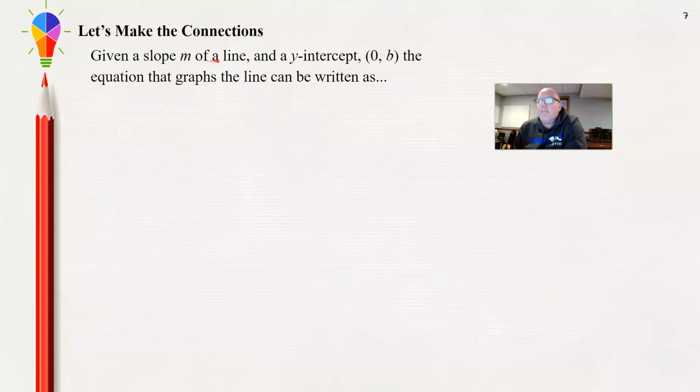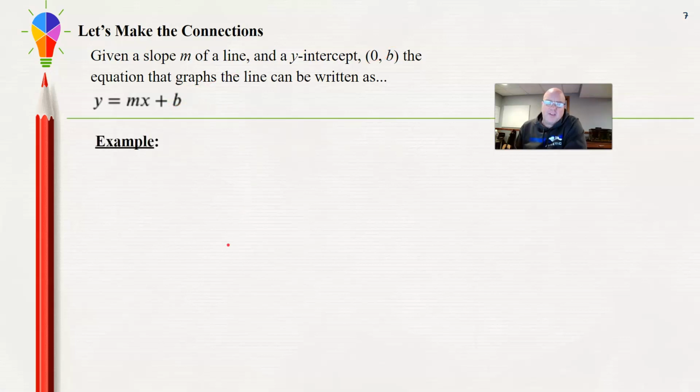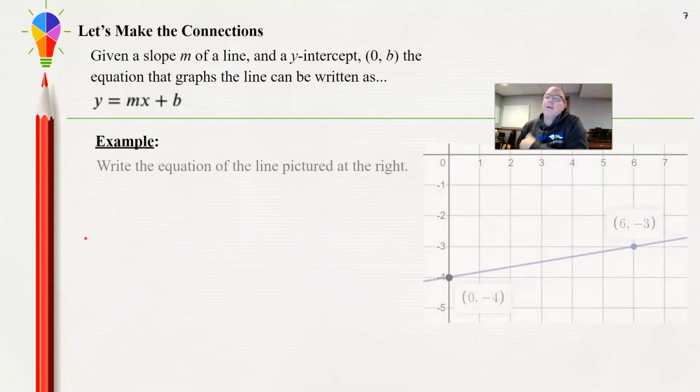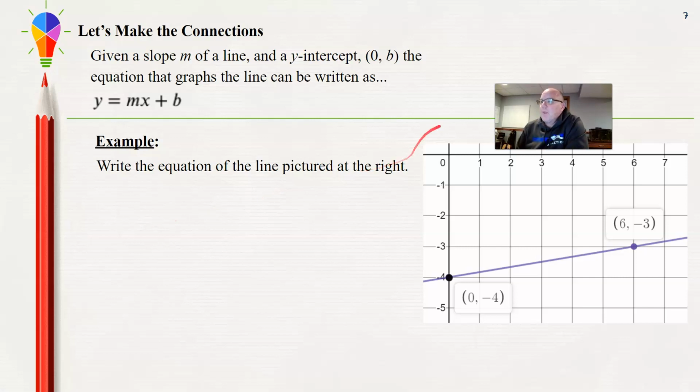Given a slope m of a line and a y-intercept (0, b), the equation that graphs the line can be written as y equals mx plus b. Now again, this is abstract because it's a definition. But we know m is going to be the slope, that's going to be some value, and this b is going to have some value to it, and that's the y-intercept which goes right there. So let's see an example of where we would use slope-intercept form instead of point-slope form.